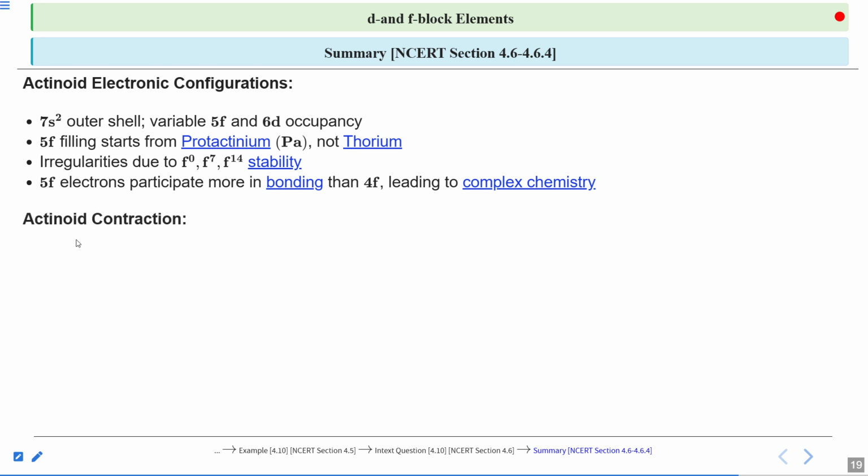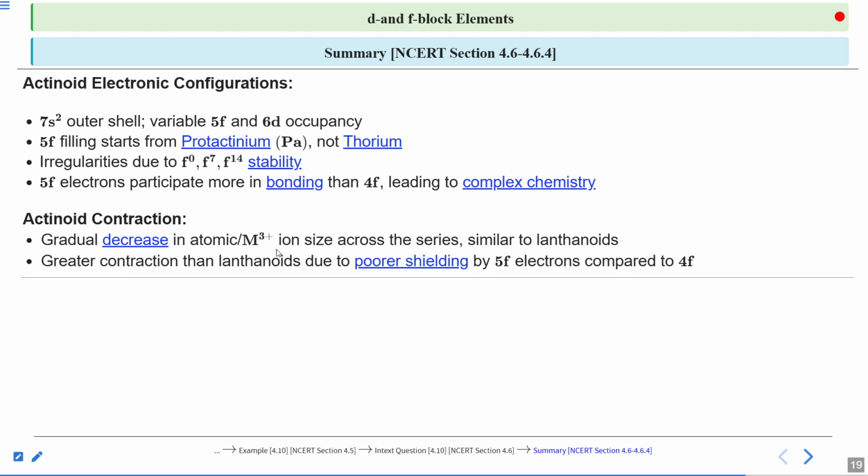Then we have talked about the actinoid contraction. There is a gradual decrease in atomic or M3+ positive ion size across the series, similar to the lanthanoids, and we call it actinoid contraction. Greater contraction than in the lanthanoids is present in actinoids due to the poorer shielding by the 5f electrons compared to the 4f, which is present in the lanthanoids.